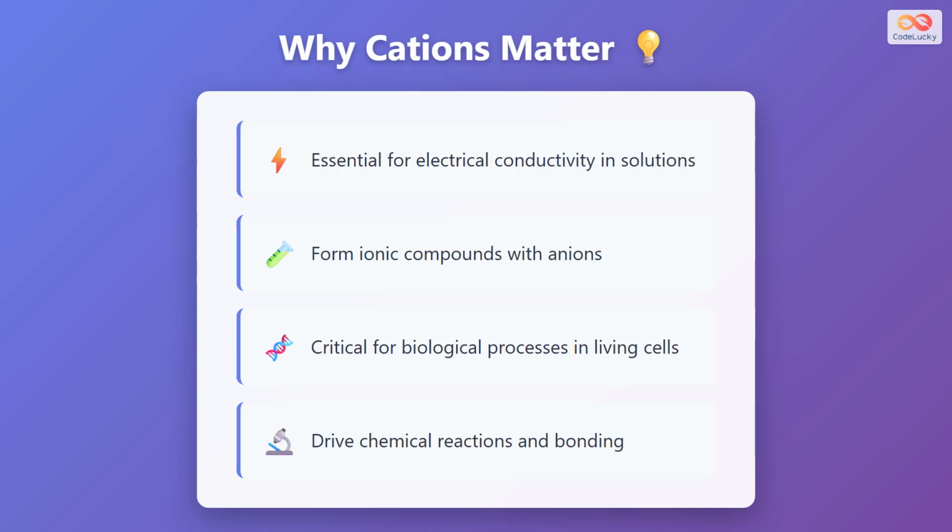Cations are incredibly important in chemistry and everyday life. They are essential for electrical conductivity in solutions, which is why electrolyte drinks contain cations like sodium and potassium. Cations form ionic compounds by bonding with negatively charged anions, creating substances like table salt. In biological systems, cations are critical for processes such as nerve signaling and muscle contraction. They also drive countless chemical reactions and bonding processes that are fundamental to chemistry. Understanding cations gives us insight into how matter behaves and interacts at the atomic level.